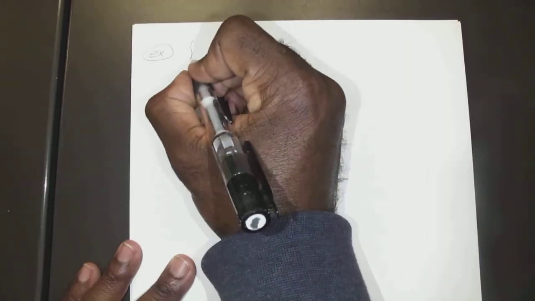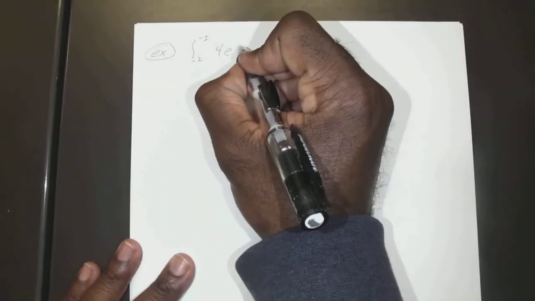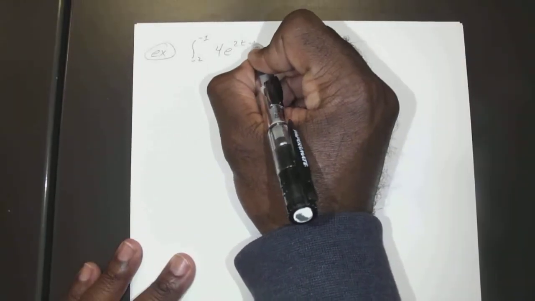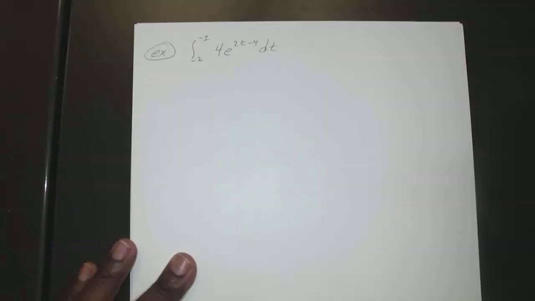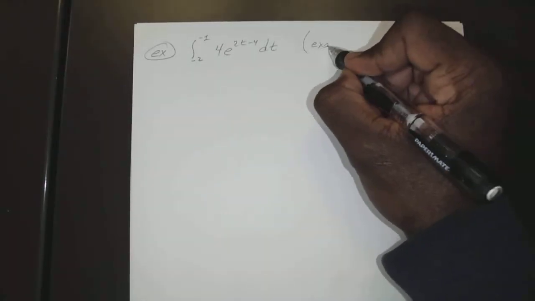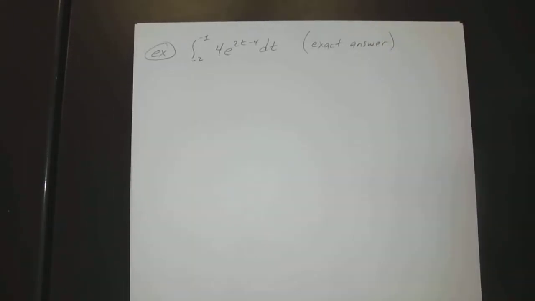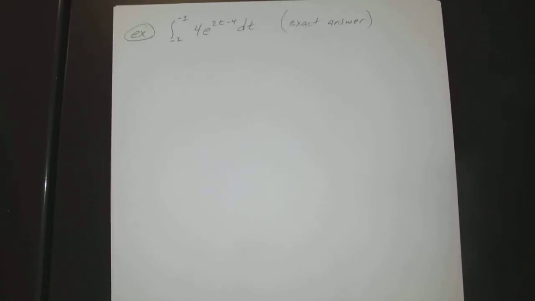Okay, so let's say this one we'll let the integral from -2 to -1 of 4 times e to the 2t minus 4 with respect to t. And you want to have the exact answer, which means you don't have to use decimals or anything.